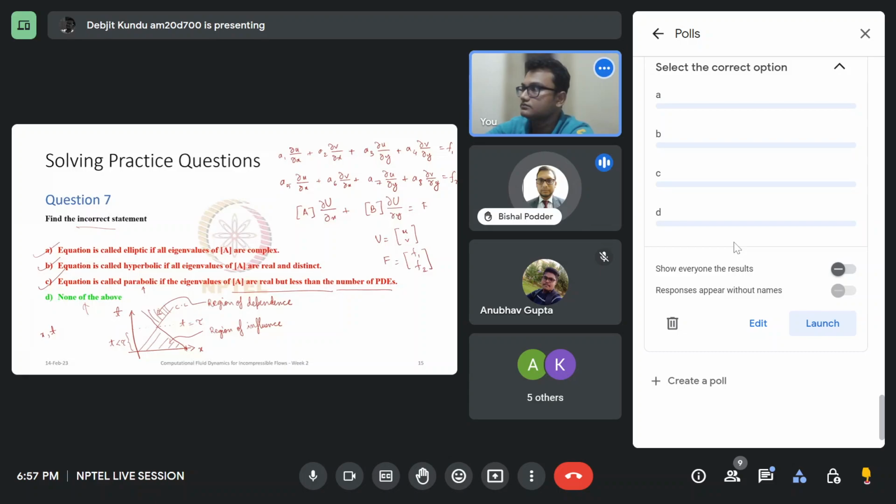I may be wrong, but is it the opposite? Let me check. Yeah, sorry, I am wrong. So this is called the region of influence, and this one is the region of dependence. Okay, so I got it messed up while explaining. Sorry, and thanks for pointing it out.